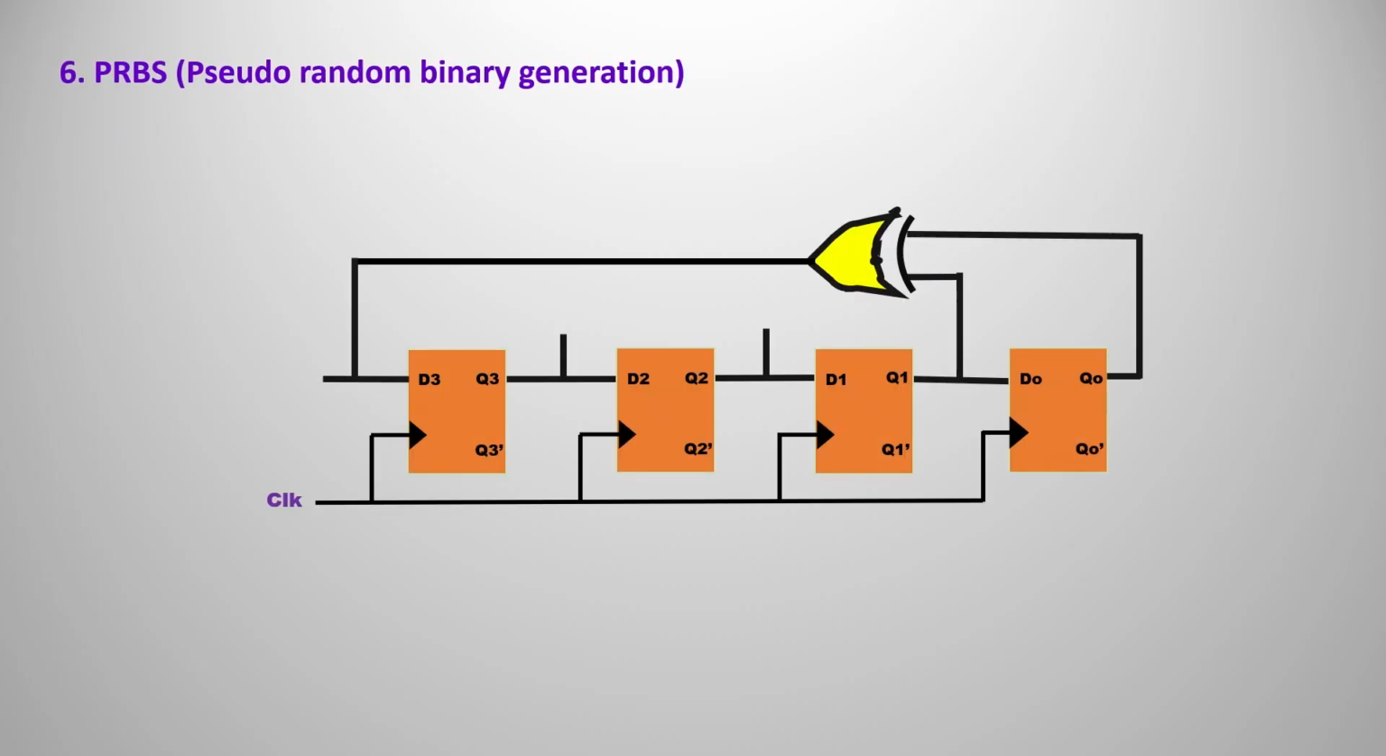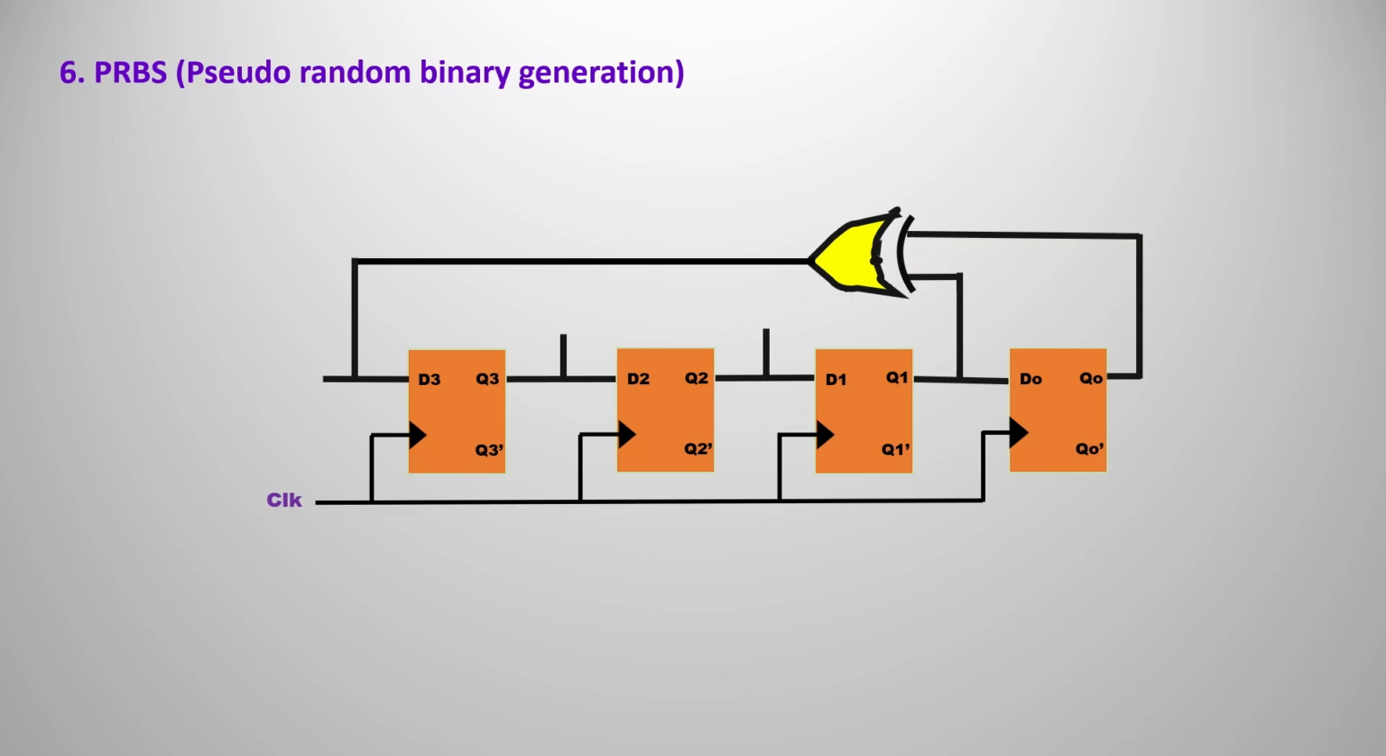The next application is very important. This is PRBS. PRBS means pseudo random binary generation. So with the help of any logic or combinational circuit and the shift register, we can generate some random binary generation, random things, or random sequence, I can say.